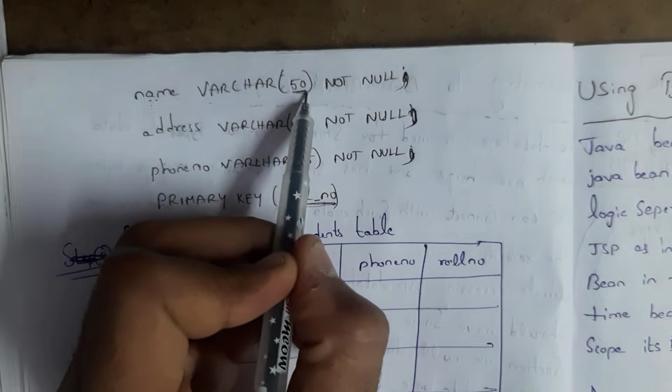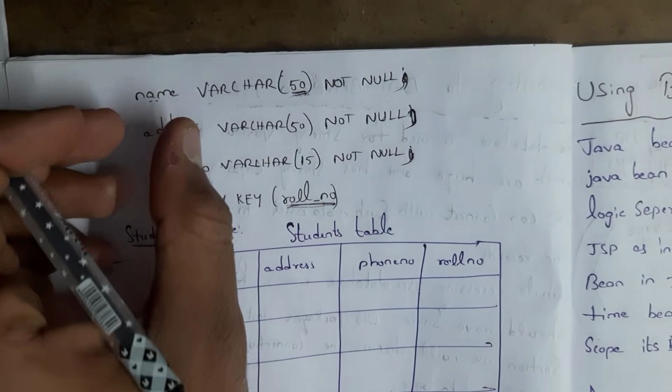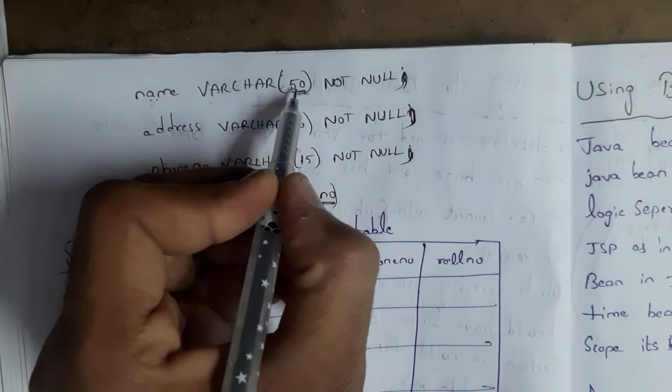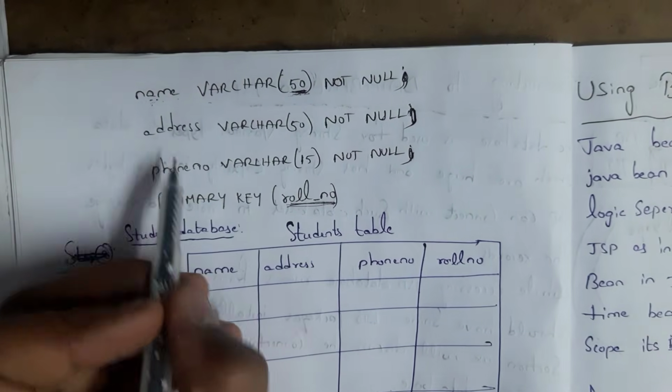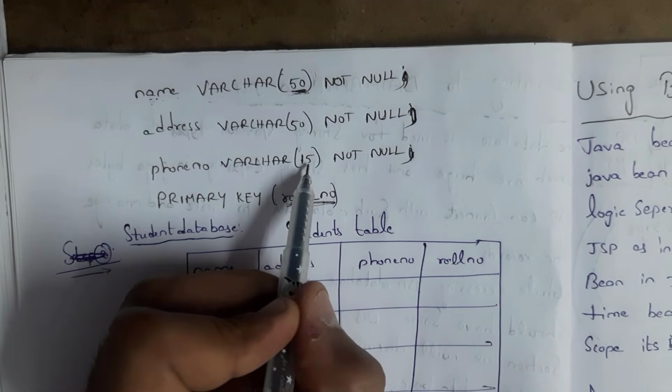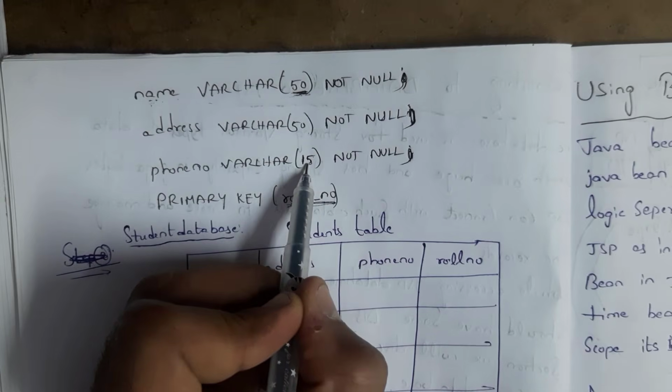Name varchar 50 means the size of this name should be up to 50. We cannot write more than 50 letters inside this name. And similarly, the size of address is 50 and the size of phone number is 15. We cannot enter more than 15 in phone number.